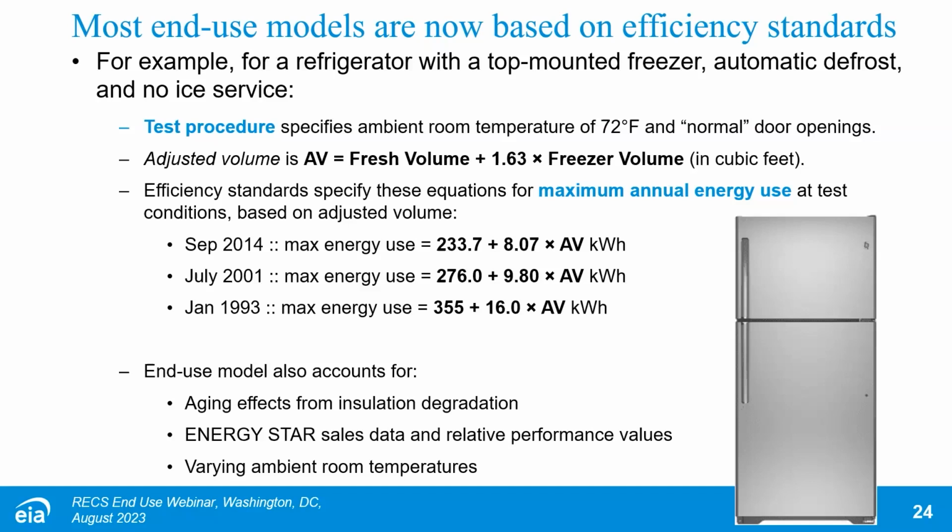Also, we know that we no longer ask about Energy Star status of appliances in RECs, but we know that there's an abundant number of them out there, and the Energy Star models consume less energy. And so we fold this information into our end use estimates for refrigerators by obtaining from EPA the market shares of Energy Star appliances and their relative performance values. And last, we know that not every refrigerator is in a room that's 72 Fahrenheit. And so we've built in an ability to change our estimates for varying ambient room temperatures because refrigerators in warmer spaces consume more energy.